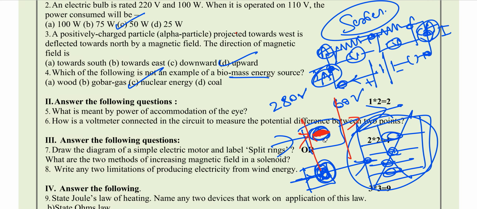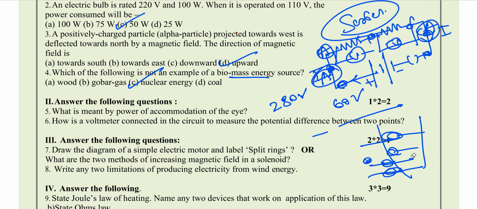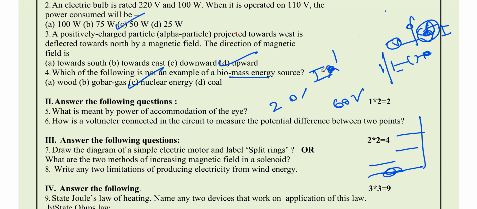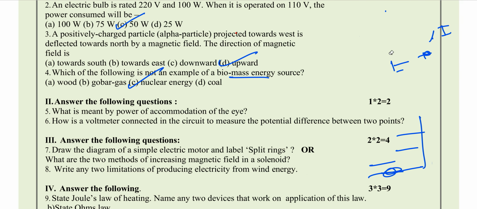Any doubts? Understood? Good. Next question. Next question is what? So how is a voltmeter connected in a circuit? In parallel. Why? Because different gadgets work with different potential differences. Different appliances work in different conditions. Understood? So we are connecting them in parallel.